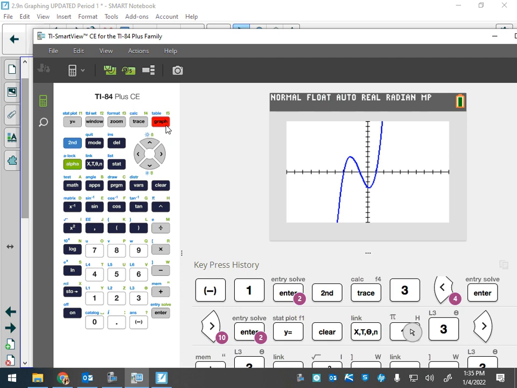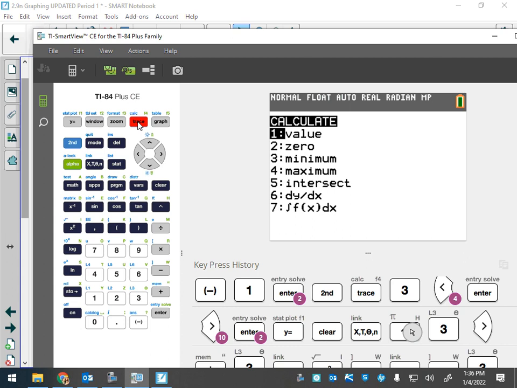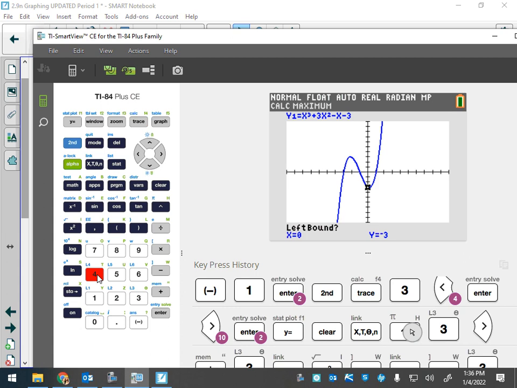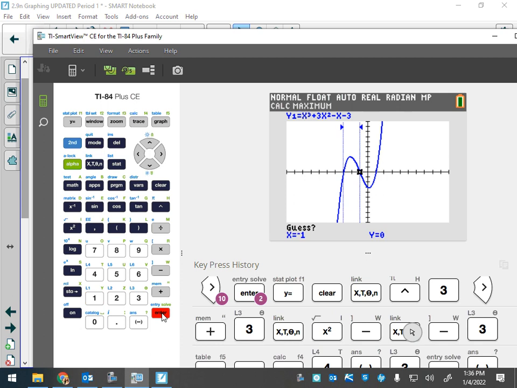Okay, we're going to find the exact values. We have a max and a min here, and we're rounding to the hundredths place. So we're going to find the maximum first. Second trace, number 4. I'm going to go by x-intercepts. You guys could do left bound, right bound if you want to by moving your cursor. Do -3, enter, -1, enter.